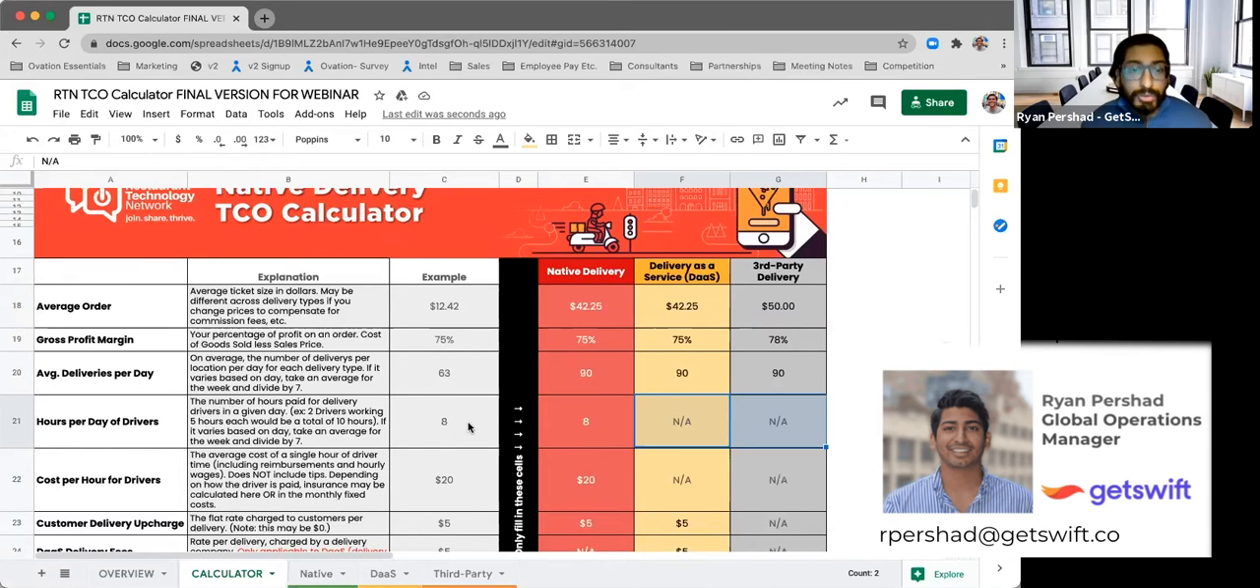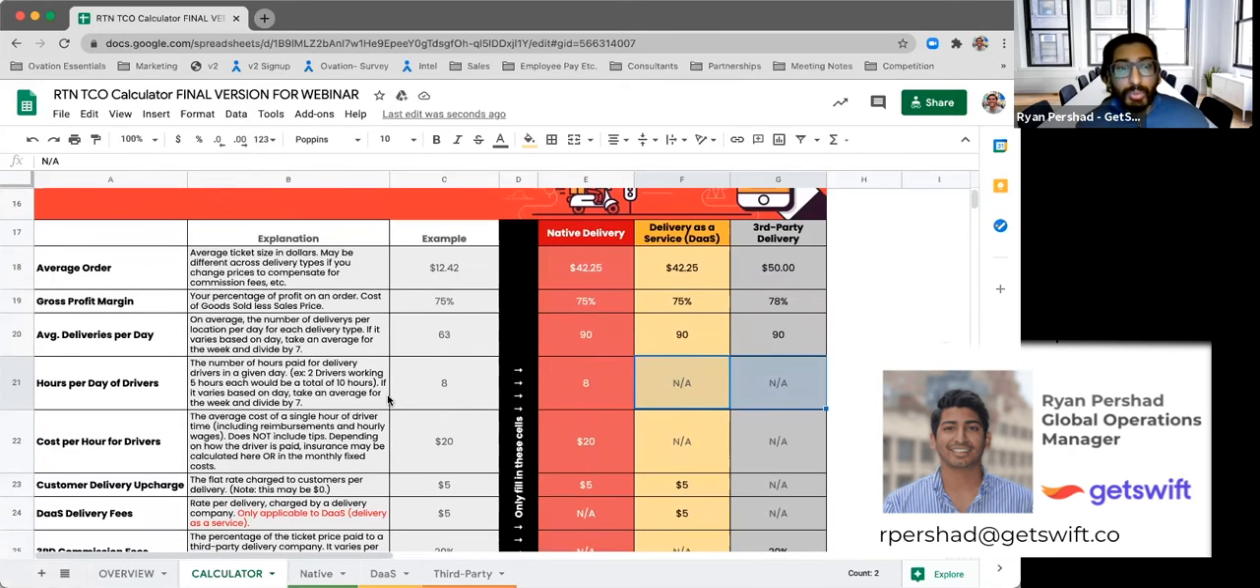And this is going to be the first of that for native delivery. As you can see here in the explanation, the way you want to do this, again, this is on a daily basis. We can extrapolate these at the bottom of the model. But do you have 2 drivers working 8-hour shifts? That would be 16. Do you have 3 drivers working 8-hour shifts? 24. And then in our model here, we're just looking at 1 driver, 1 shift, 8 hours.